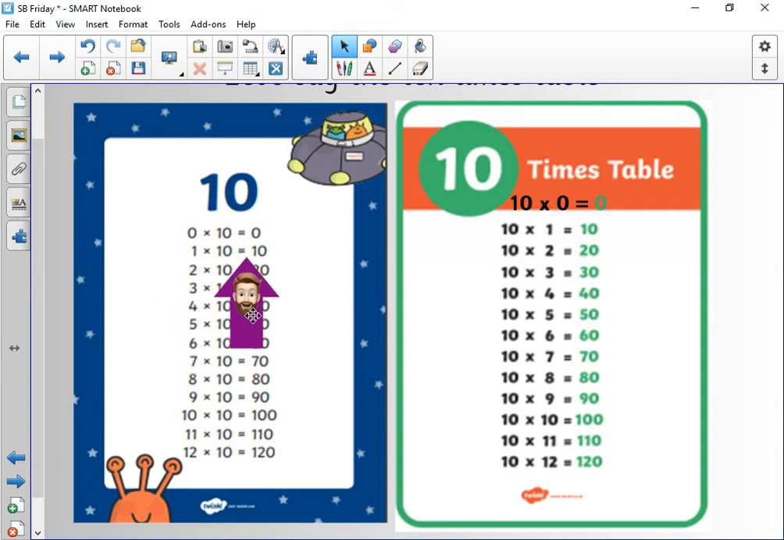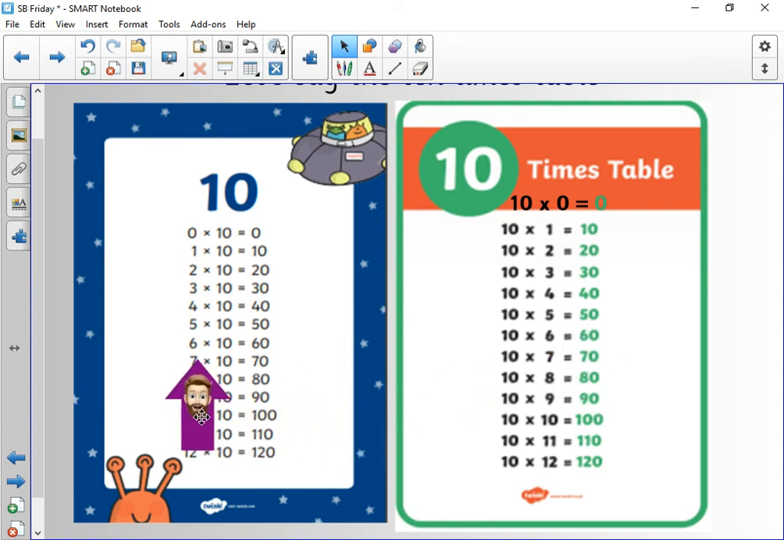1 times 10 is 10. 10 times 1 is 10. 2 times 10 is 20. 10 times 2 is 20. 3 times 10 is 30. 10 times 3 is 30. 4 times 10 is 40. 10 times 4 is 40. 5 times 10 is 50. 10 times 5 is 50.